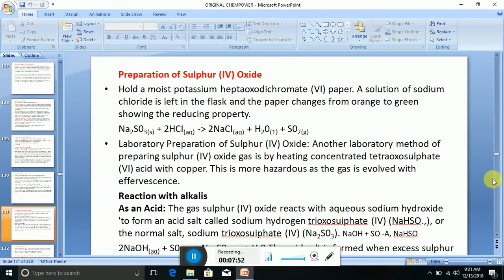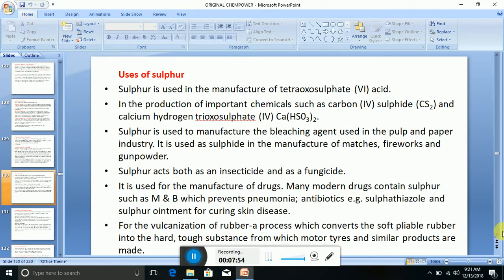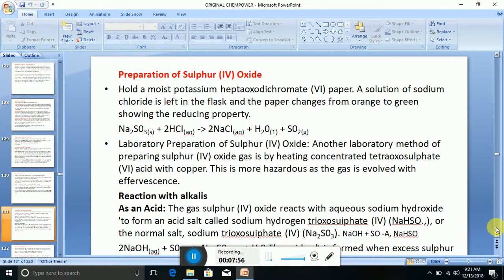Now let's look at the preparation of some of the compounds of sulfur, like sulfur 4 oxide. The steps are: hold a moist potassium heptaoxodichromate 6 paper. A solution of sodium chloride is left in the flask and the paper changes from orange to green, showing the reducing property. Laboratory preparation of sulfur 4 oxide.